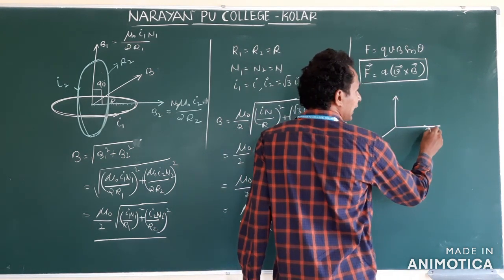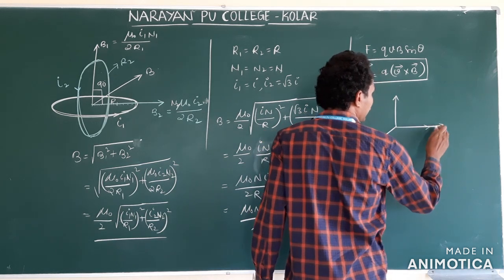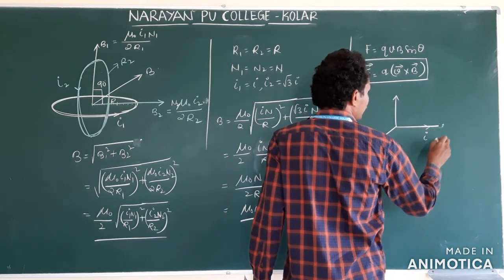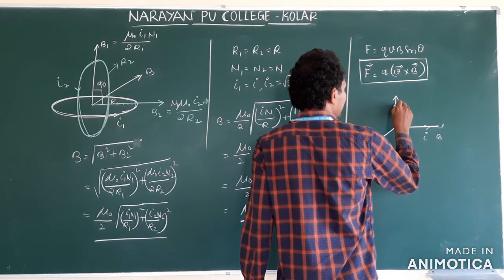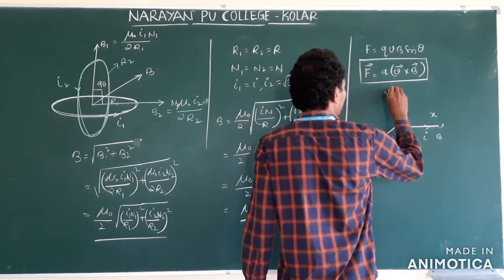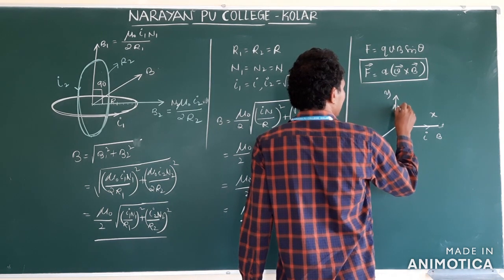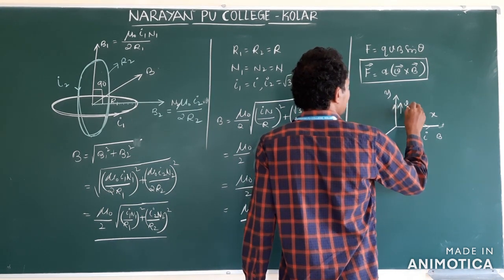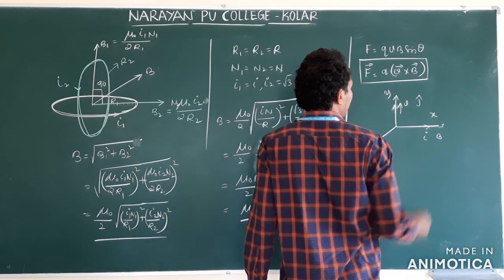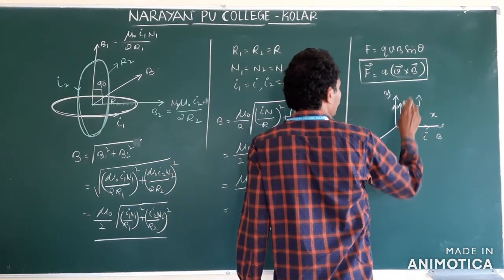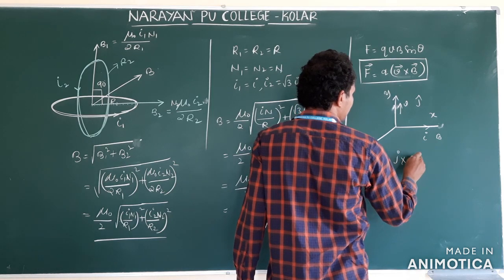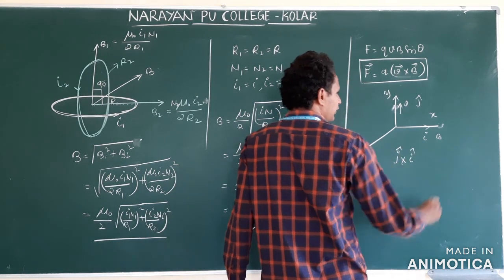If the field is acting along this direction, take it as I cap. This is the field direction. If velocity acts in this direction, the y axis, let us say x, y, then what is the velocity unit vector? J cap. According to the formula, we need to do the cross product V cross B. So V cross B means J cross I.